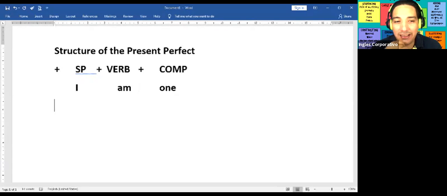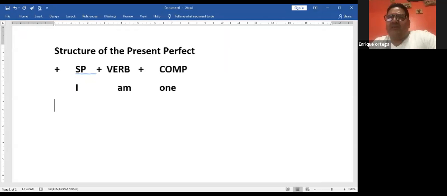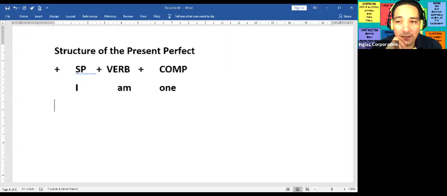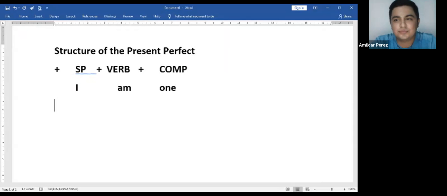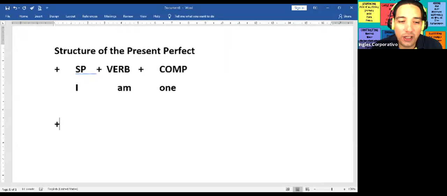What do you think, Enrique? Is this correct for present perfect? Enrique Ortega, please turn on your microphone. Do you say this is correct or not correct? Can you tell me if this is correct or not? Yes? I think so. Okay. What do you think, America? No. Okay. No. What is the right formula for the present perfect in a positive statement?